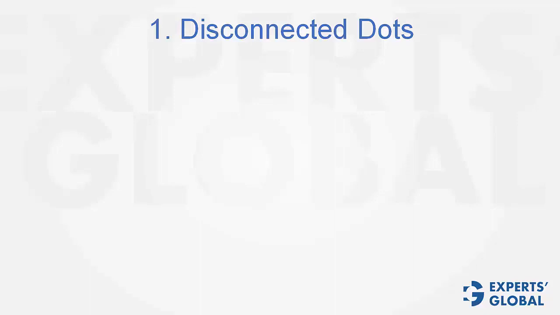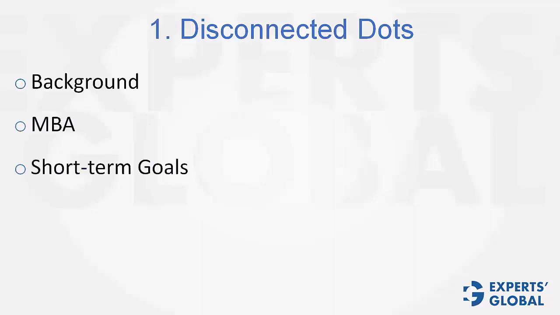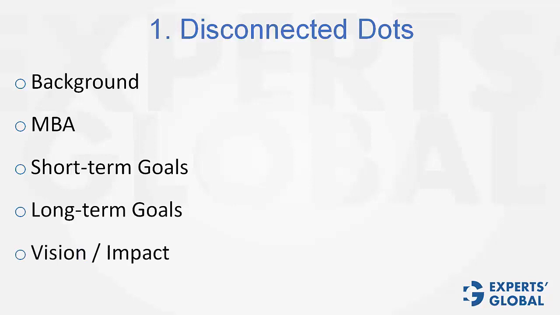Remember the 5 things: background, MBA, short-term goals immediately after MBA, long-term career goals, and a vision and impact through your career, through your life. These have to come together to tell a story. This is the most important part of most applications, something that will help you not only in getting interview calls, but also in facing the interviews.